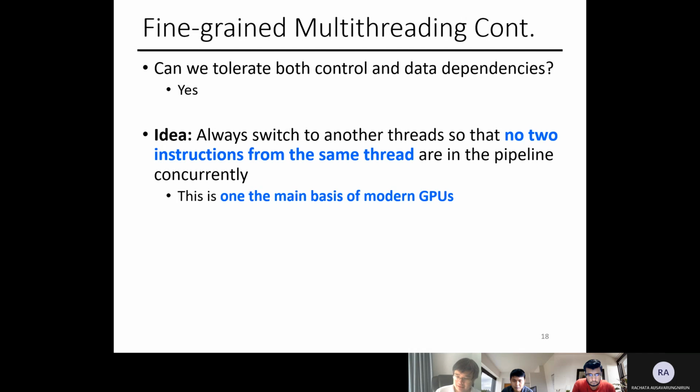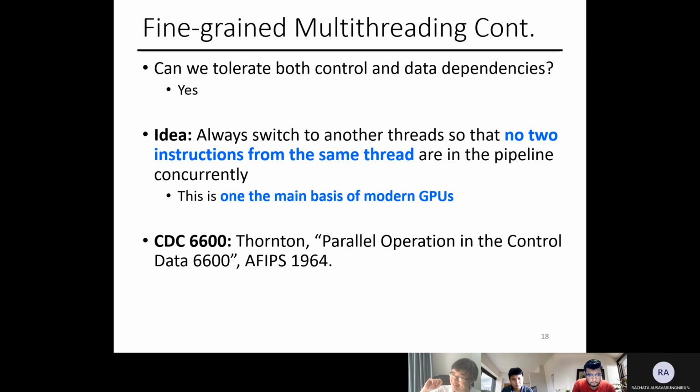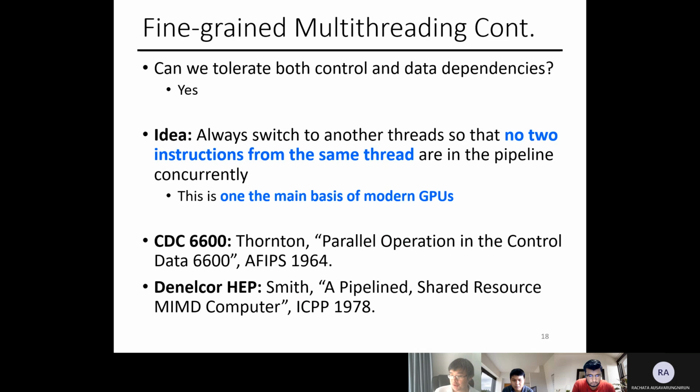So this is kind of the main basis of the modern GPU, and it's actually a super old idea in the CDC 6600 by Thornton. There's a paper at AFIPS in 1964 that explained the architecture behind the CDC 6600. So that's one of the proposals to use this technique. Another machine is called the Denelcor HEP, a MIMD computer, multiple instruction, multiple data. So these are the basis behind the GPU.